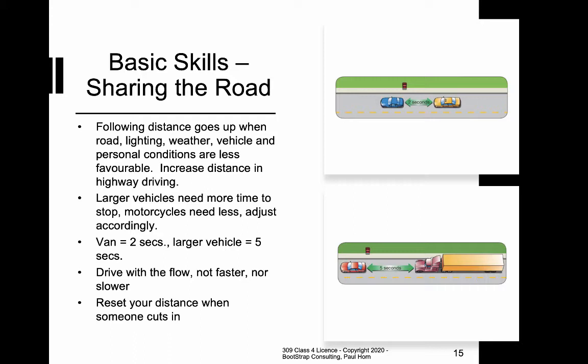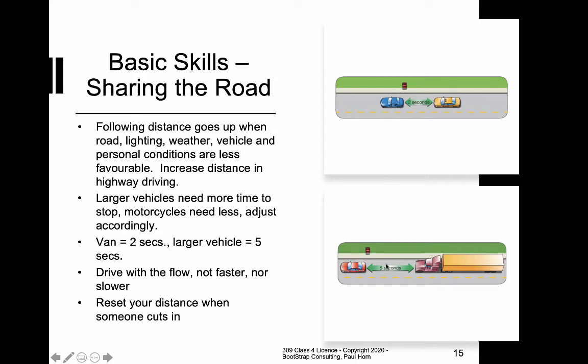And if you don't remember how to do the count or to achieve the 2 seconds in difference, the way you do this, and you can see it depicted in the diagram here, is to find a roadside object. As the first car goes past it, you count out loud your 1,000, 2,000, and your front bumper should not pass until you've got to 2,000.